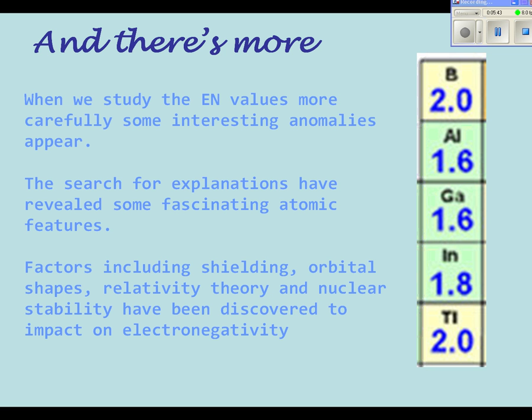So a study of electronegativity has revealed some fascinating atomic features, and features that clearly have had an impact on electronegativity. Now, for all intents and purposes, a senior school chemistry student wouldn't need to know about relativity theory or nuclear stability, for example, and its impact on electronegativity. A discussion of the relationship between electronegativity and atomic radius is essentially all that is required. So I hope that this trend is clear.